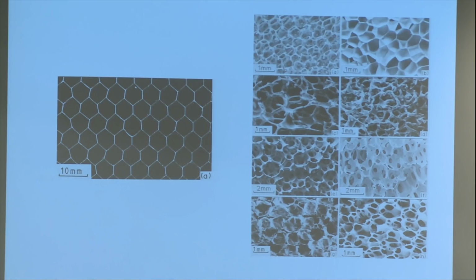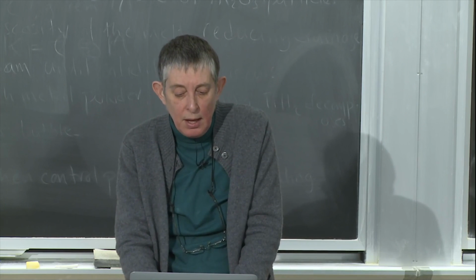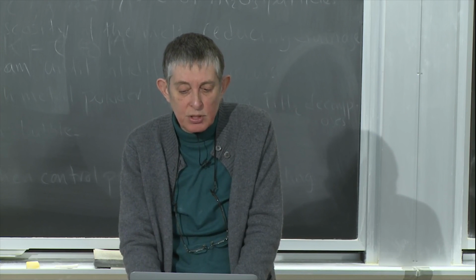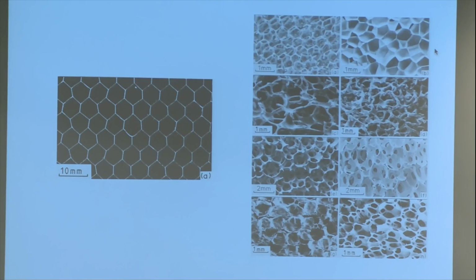All of these ones over here are foamed materials, and they're made up of polyhedral cells. So the cells themselves are three-dimensional polyhedra. And this slide here shows a number of different types of foams. These ones are polymers up here. These are two metals. These are two ceramics. This is a glass foam down here, and this is another polymer foam down here. Okay?